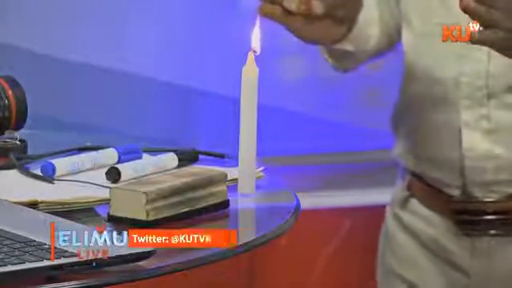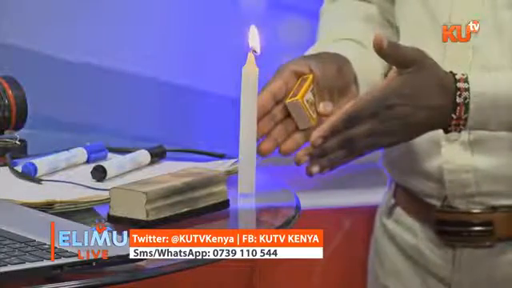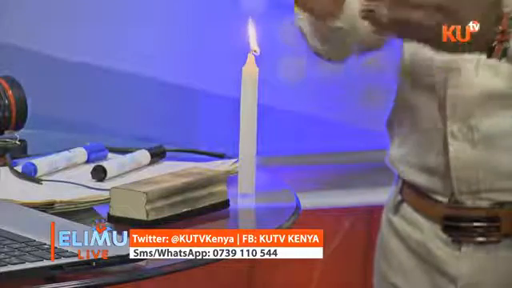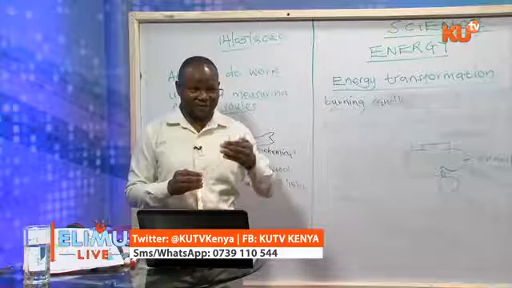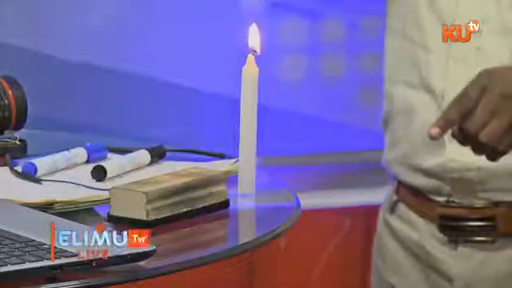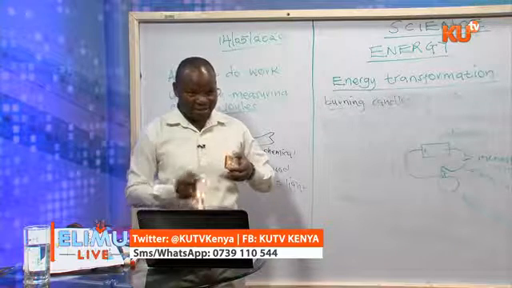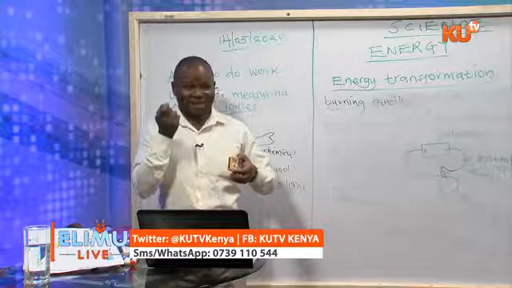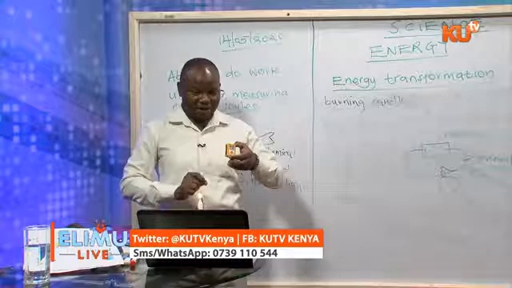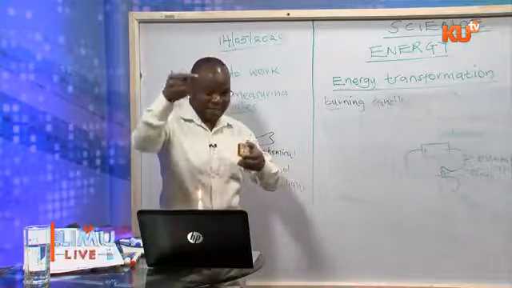So this candle has the stored energy which is called chemical. The chemical energy is being burned. For one form of energy to be transformed from one form to another, it must be released. Now I've released it by lighting using a matchbox. And as you noticed earlier, I used a matchbox. Still that matchbox has chemical energy. When I strike it, it is mechanical, or energy in motion, that is kinetic. Then it goes to heat, then light.